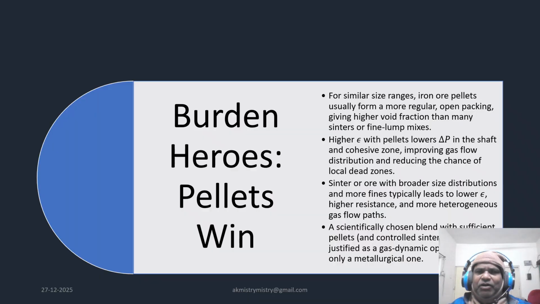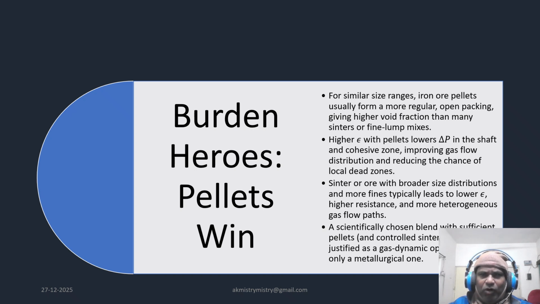In contrast, sinter or ore with a broad size distribution and fines tend to pack tighter, lowering the packing void fraction, increasing delta P, and promoting zones with poor gas flow. So when we design a burden mix, pellets are not just a metallurgical decision, they are also a gas flow tool. A certain fraction of pellets can be justified scientifically as a way to keep void fraction high and the furnace aerodynamics very healthy.